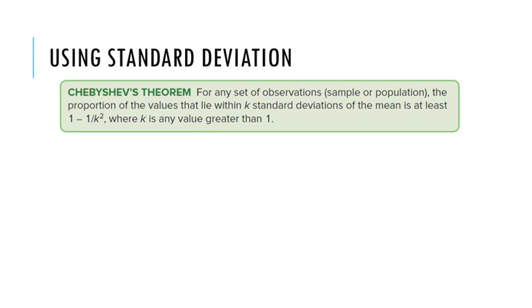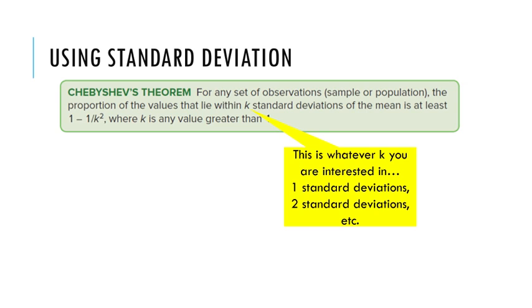Well, that's a lot, right? What are we simply saying? We're saying k can be anything you want it to be: 1 standard deviation, 2 standard deviations. For any set of observations, the proportion of values that lie within 1, 2, or 3 standard deviations, whatever you're interested in, of the mean can be calculated by this equation, 1 minus 1 divided by k squared. Whatever k you're interested in, we can find the proportion of values that lie within those standard deviations.